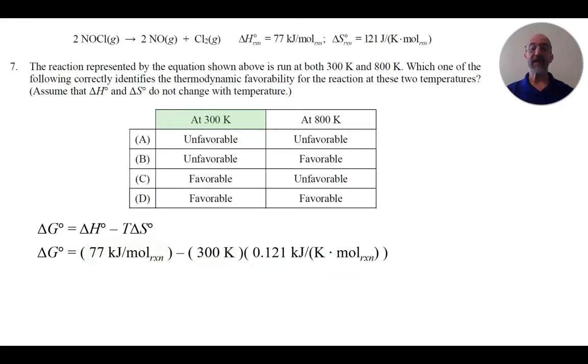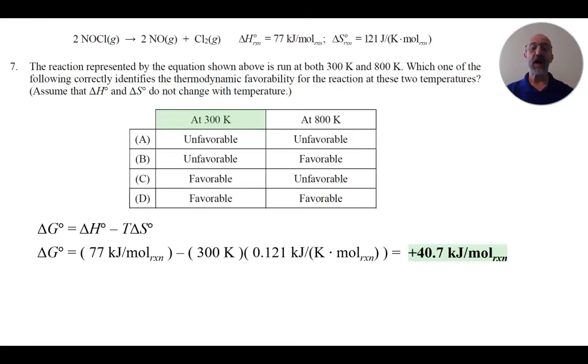Now, that problem has been solved. But if students didn't recognize that there was a problem with the units, they would get the incorrect answer for the value of delta G. I will pick up my calculator and I will do the following math. 77 minus the product of 300 times 0.121. And so the answer I get on my calculator is positive 40.7. Now, what does this mean?